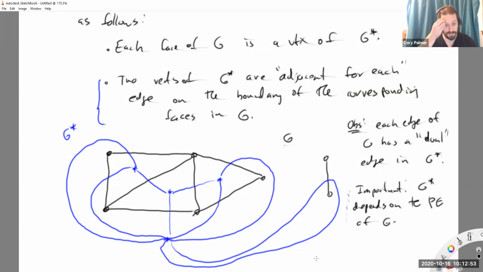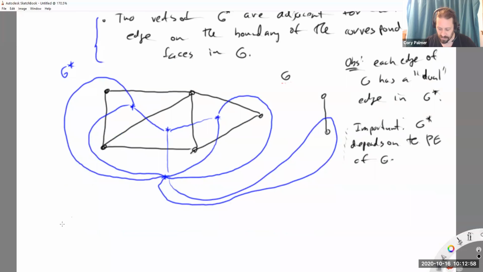Okay, the other thing I want to observe, I guess there's a few observations here. Let's make a bunch of observations. So following from this notion of the dual edge, the number of edges in G star is equal to the number of edges in G, right? We get one blue edge for each black edge. We discussed that already, all right? I haven't actually rigorously proved that, but I'm not going to, okay?